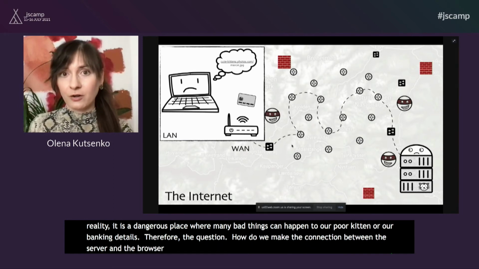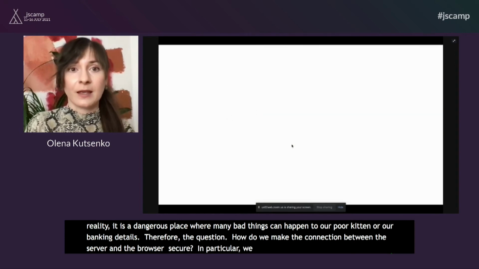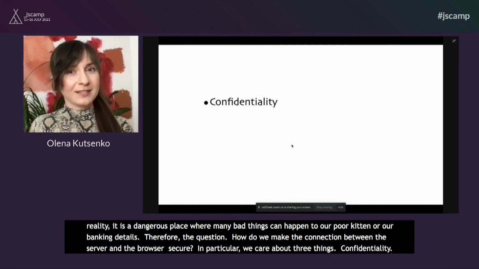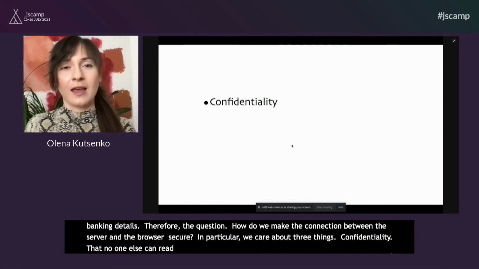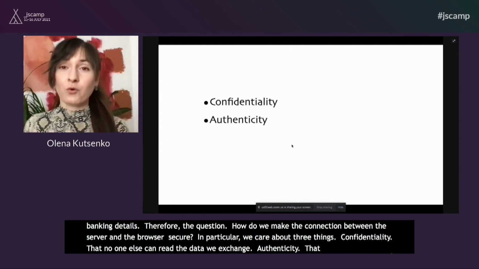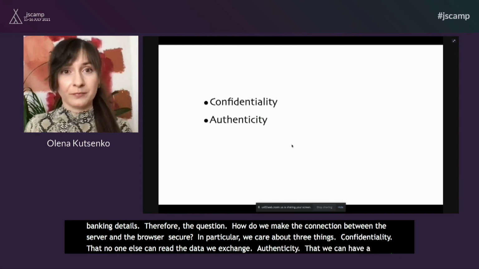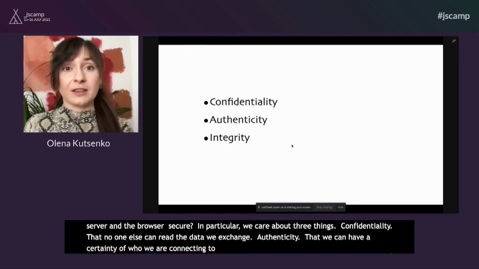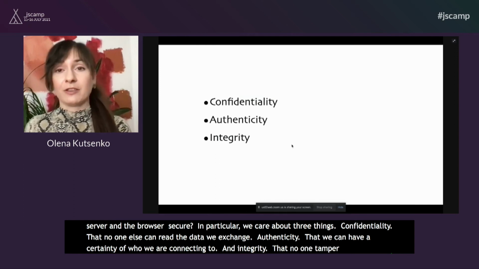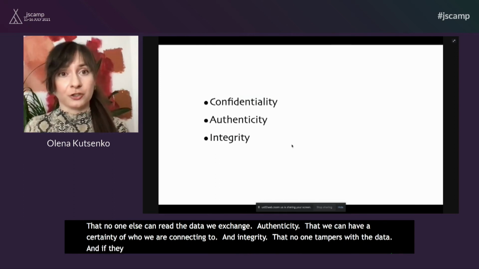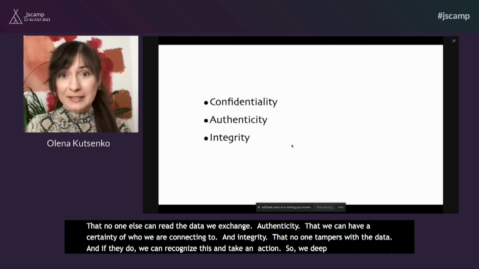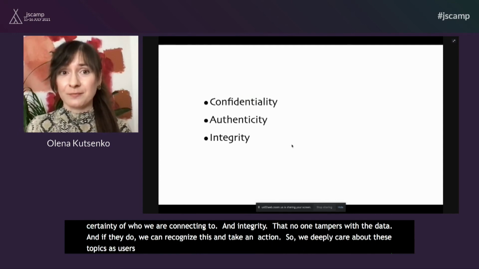In particular, we care about 3 things. Confidentiality, that no one else can read the data we exchange. Authenticity, that we can have a certainty of who we are connecting to. And integrity, that no one tampers with the data, and if they do, we can recognize this and take an action. So we deeply care about these topics as users, but even more as engineers.